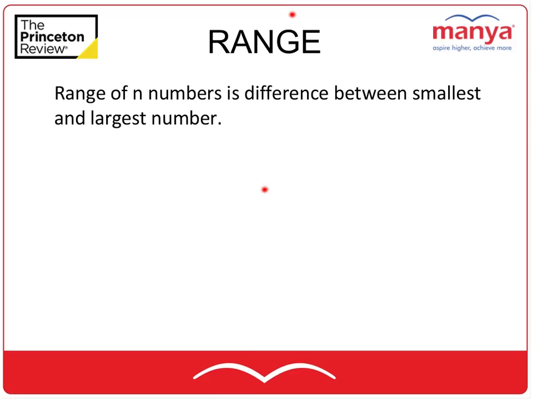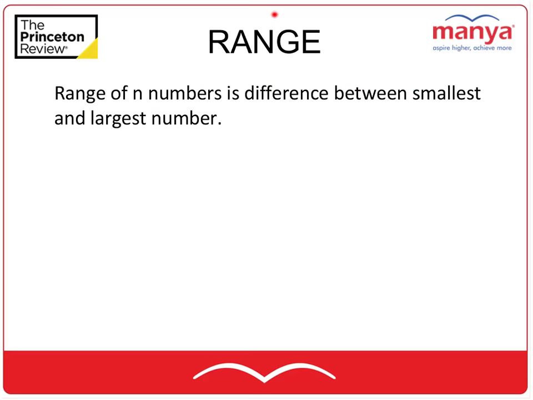So the range is the difference between the smallest and the highest, highest minus lowest. Great. The range is the difference between the maximum and the minimum. So if I have a list of numbers, the difference between the maximum and the minimum will be the range. So the range of n numbers is the difference between the smallest and the largest number. That is the definition.